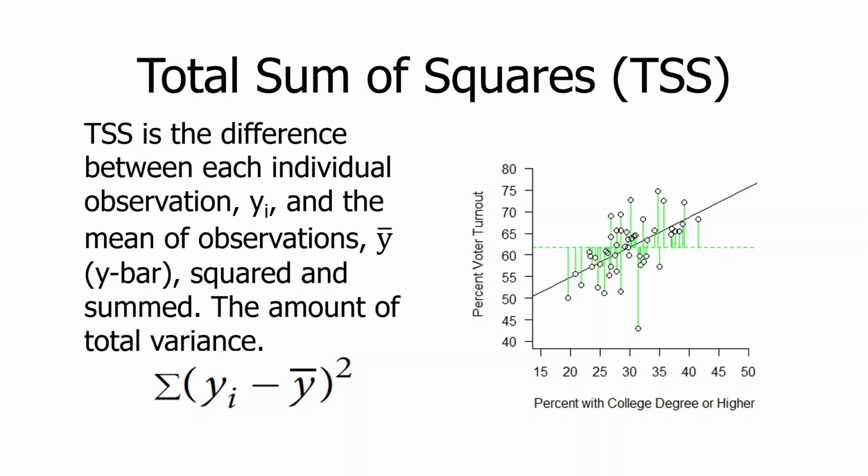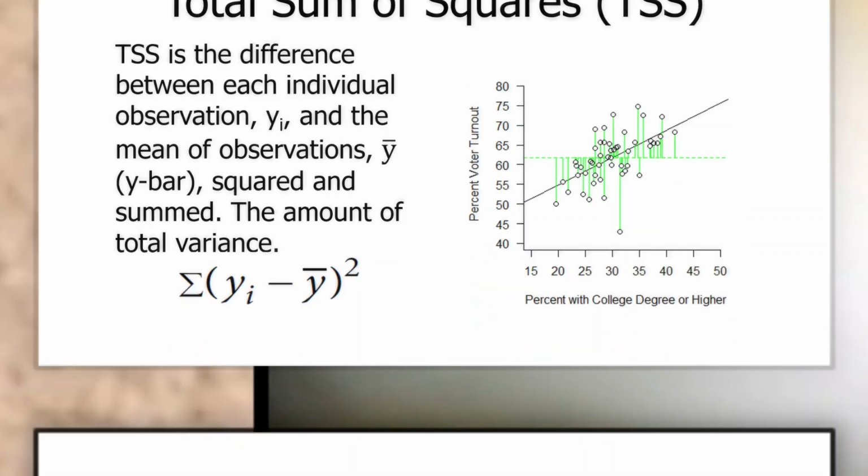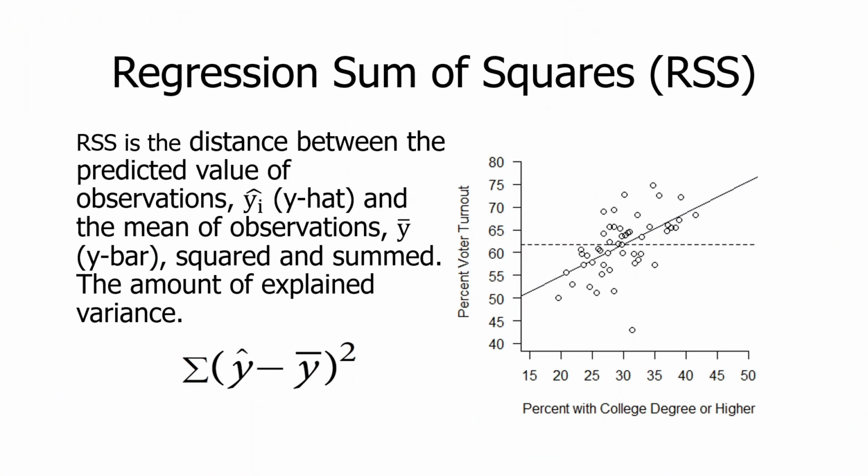The total sum of squares plays a role in many statistics, and here's really key. Total sum of squares, again, is an overall measure of all the variation in the dependent variable. Well, let's look at two more components. The first, and more important, is the regression sum of squares.